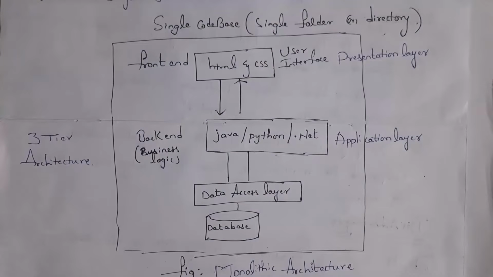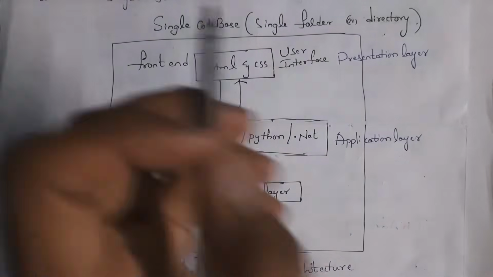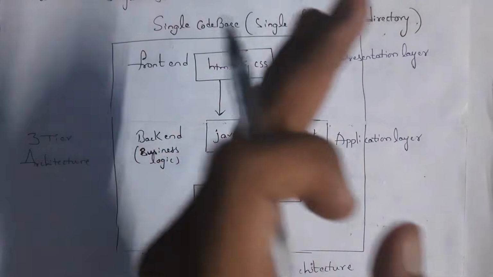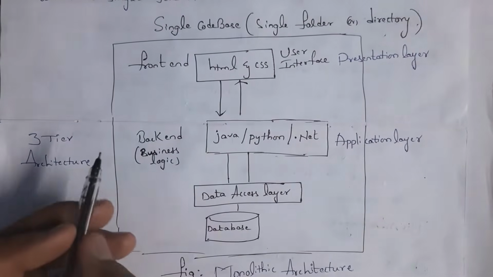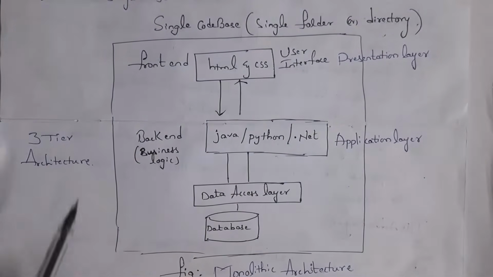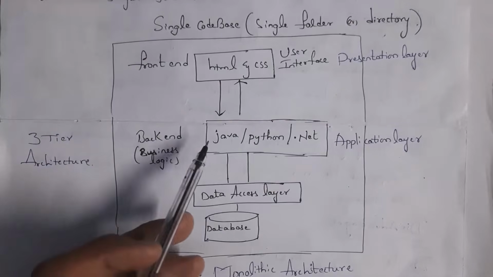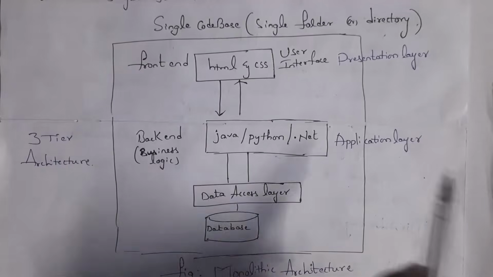In total there are 3 components. They are front end, back end and as well as database. Front end is nothing but the user interface. We can create the front end by using HTML and CSS. We call this front end the presentation layer. And the next one is the back end. Basically this back end contains business logic. In the back end, we write code by using various programming languages like Java, Python, .NET, and so on. So we call this backend the application layer.